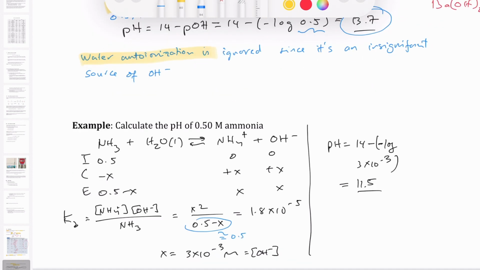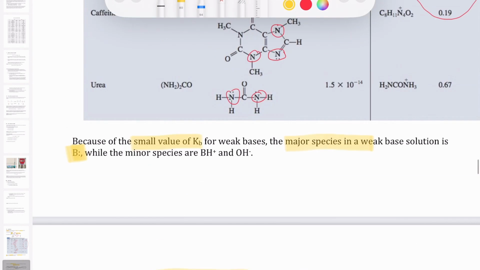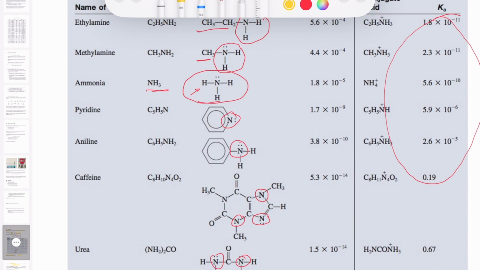Let's take a look at the second problem, which is half a molar of ammonia. So ammonia is NH3 and it's a weak base. How do I know it's a weak base? First off, it's not one of those soluble hydroxide salts that I just mentioned. But also, if you look up the Kb table, you'll find that ammonia is listed there with its own Kb, 1.8 times 10 to the minus 5. So again, if the Kb is less than 1, that means it's a weak base.